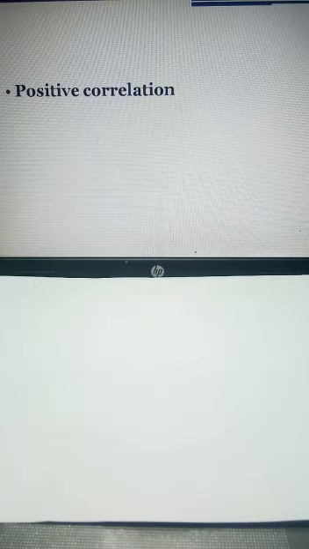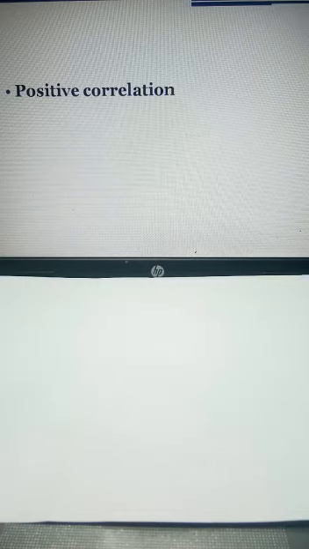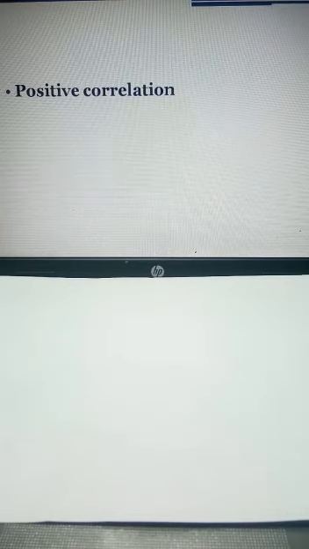We can say the relationship is positive when both variables move in the same direction. If one is going in the positive direction, the other is also going in the positive. If one is going in the negative direction, the other is also going in the negative direction. If we take the example of two variables, x and y: if x is rising, y is also rising. If x is falling, y is also falling. So both variables are directly proportional to each other. That's why this kind of relationship is also known as the direct relationship.